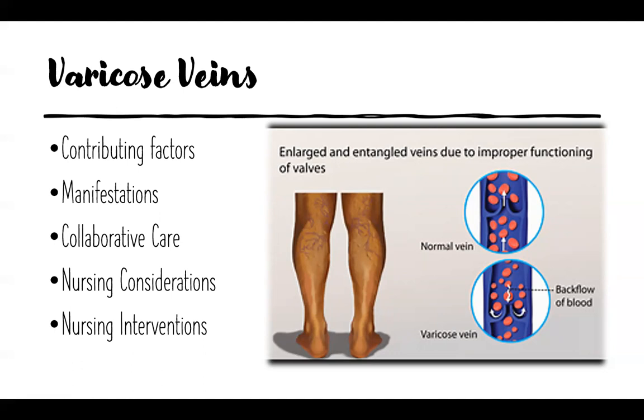So varicose veins, contributing factors: prolonged standing, pregnancy, obesity, hereditary, right? So manifestations: enlarged, tortuous veins in their lower extremities, right? And muscle cramping, pain after sitting, edema after standing. What are your nursing interventions?